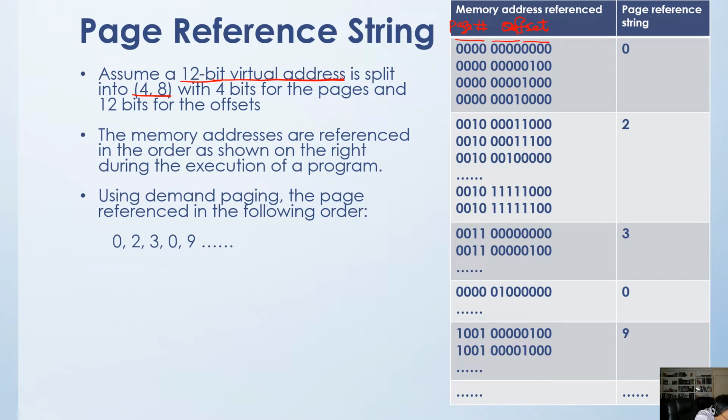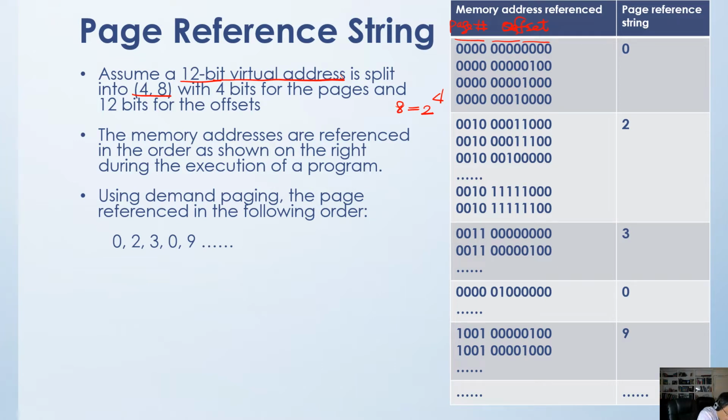So we use 4 bits for the page number. Now, with 4 bits, how many different page numbers can we represent? 4 bits, right? So the total number of pages is going to be 2 to the 4th, which is 8. So for this virtual memory address, we only have 8 pages.